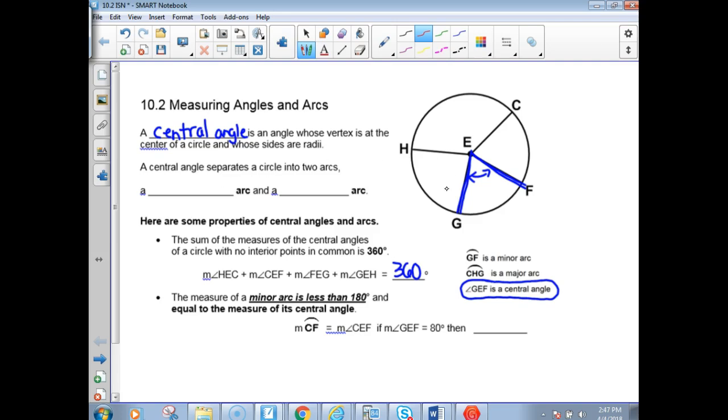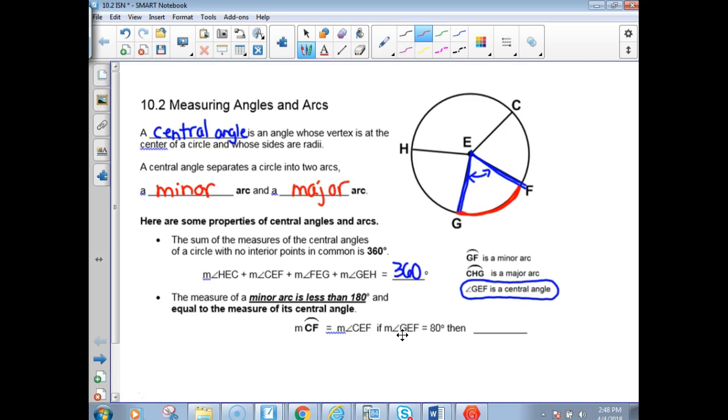Okay, so we talked about the fact that those angles would add up to 360 degrees. 1, 2, 3, 4. A central angle separates a circle into 2 arcs. Okay, so this is one arc, and the other arc would be the rest of the circle. Okay, so what we call the small arc is a minor arc, and the other one we call a major arc.